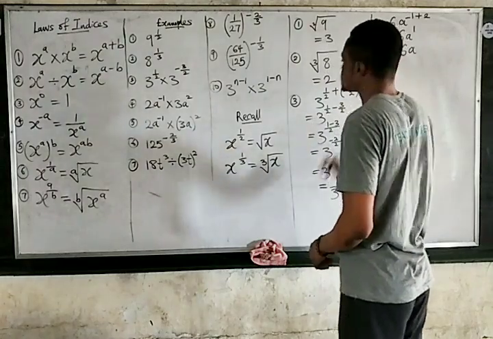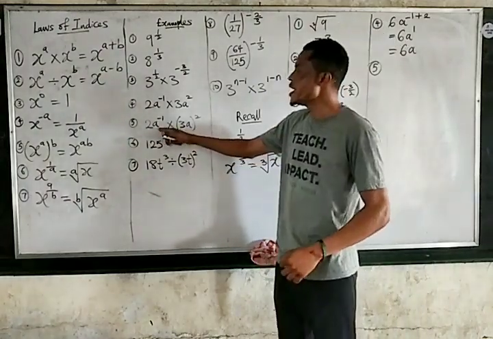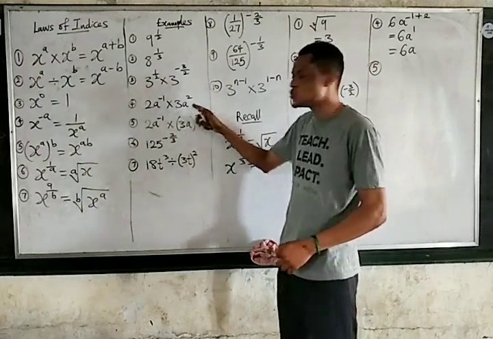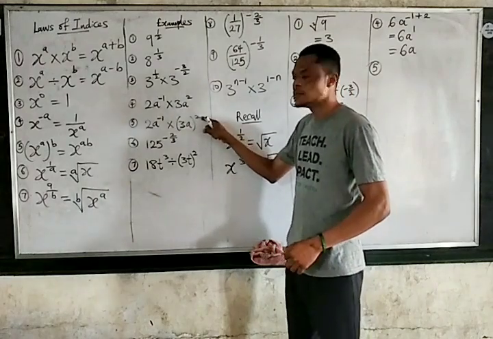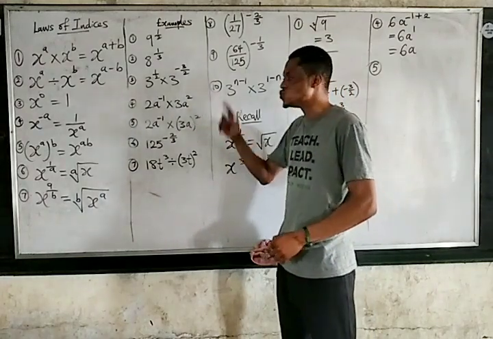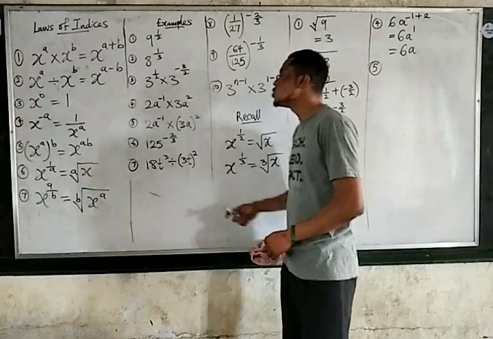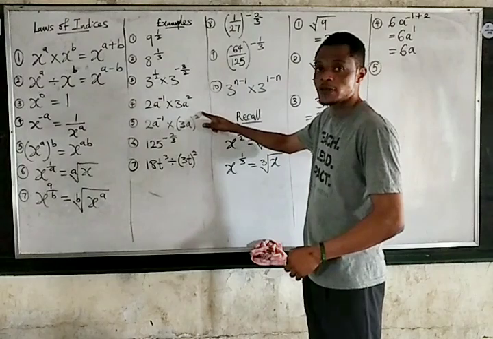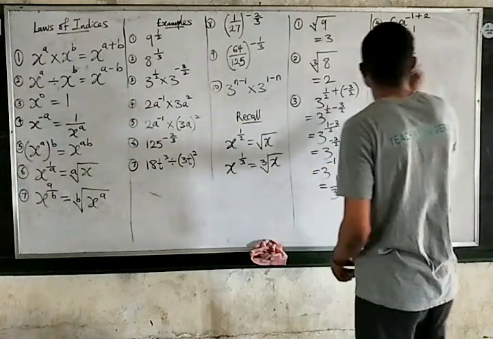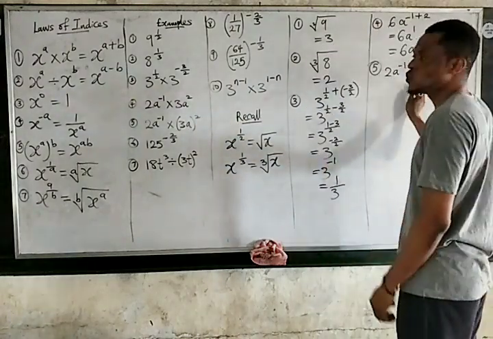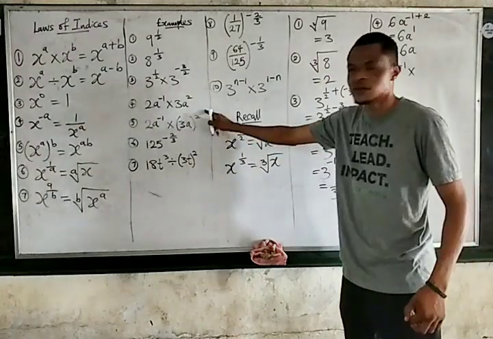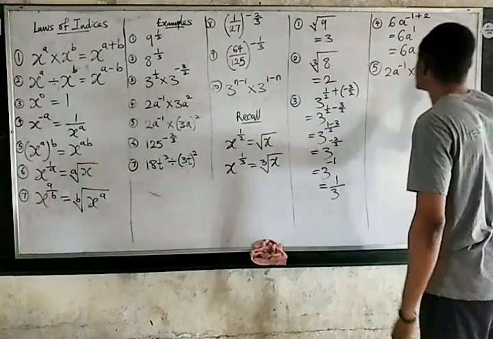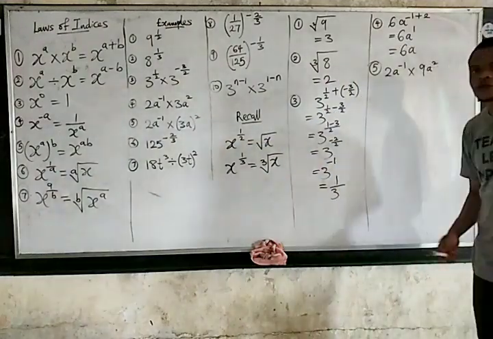For the fifth one, 2a raised to power minus 1 multiplied by 3a raised to power 2, but the 3a is in brackets raised to the power of 2. So what do we do here? We first solve the issue we are having here. These 3 raised to the power of 2, we have 9a raised to power 2. So this is going to be 2a raised to power minus 1 multiplied by 3 raised to power 2, which will give us 9. Then we have a raised to the power of 2.